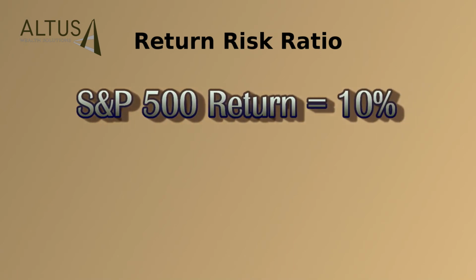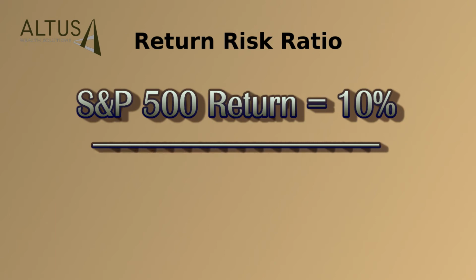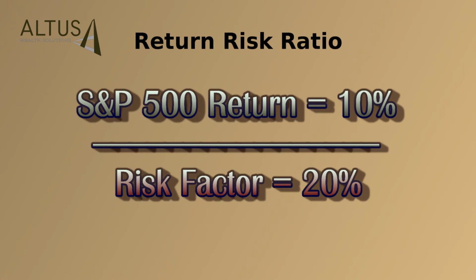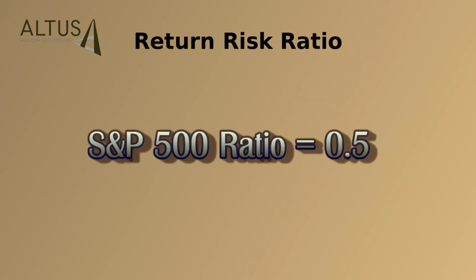S&P 500, expected rate of return is somewhere between 7 and 10%. Historically, it's made 7%. I know a lot of people hope that their stock market portfolios will make 10%. We'll give you the benefit of the doubt for this exercise. Let's just say you get a 10% expected rate of return, and your expected risk, the risk factor on S&P 500, is about 20%. So 10% divided by 20% equals 0.5.